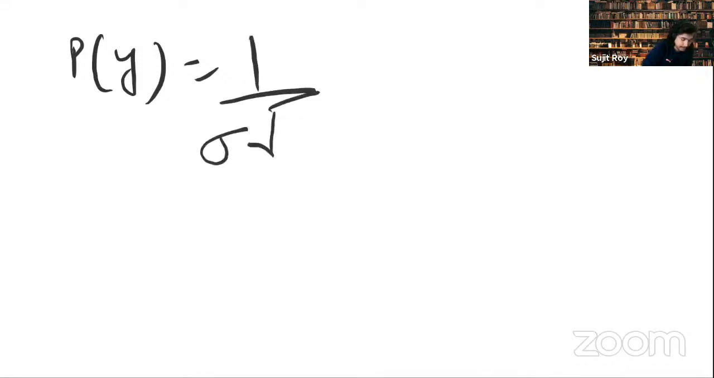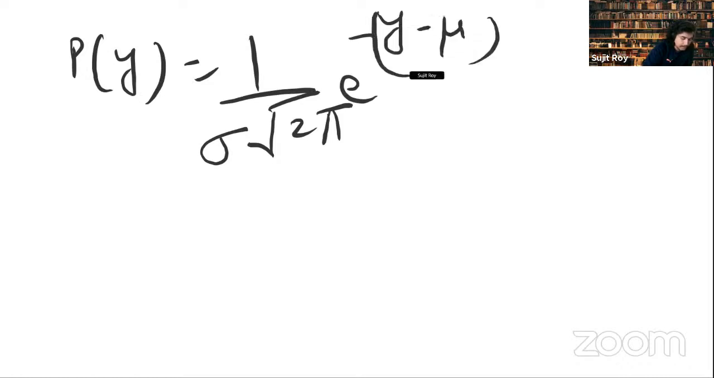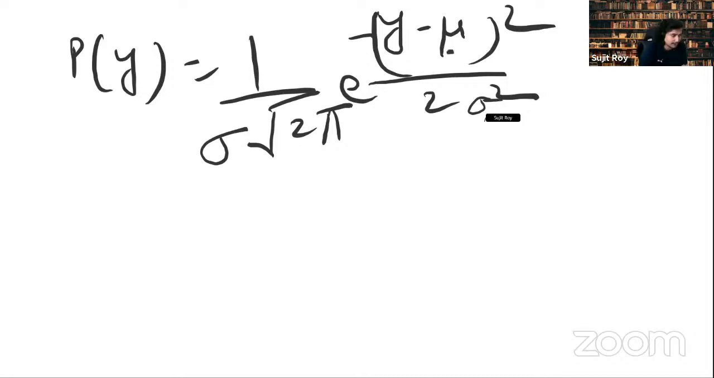So what we do here is, Gaussian is a continuous distribution, and it can be represented as P of y is equal to 1 by sigma root 2 pi, e to the power minus (y minus mu) squared by 2 sigma squared. Now mu is the mean of the distribution, sigma is the standard deviation of the distribution, and y is the continuous variable, where y belongs from minus infinity to infinity. Okay.